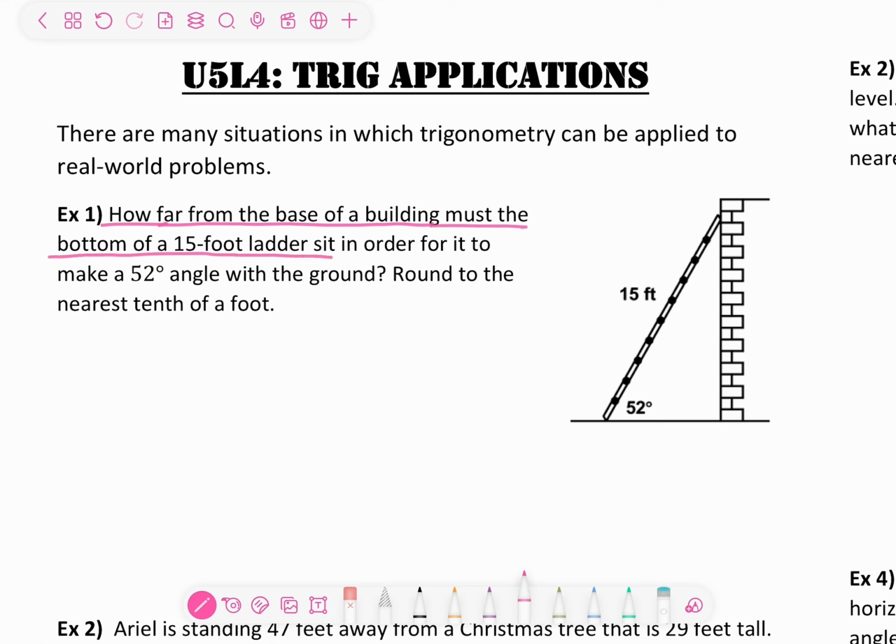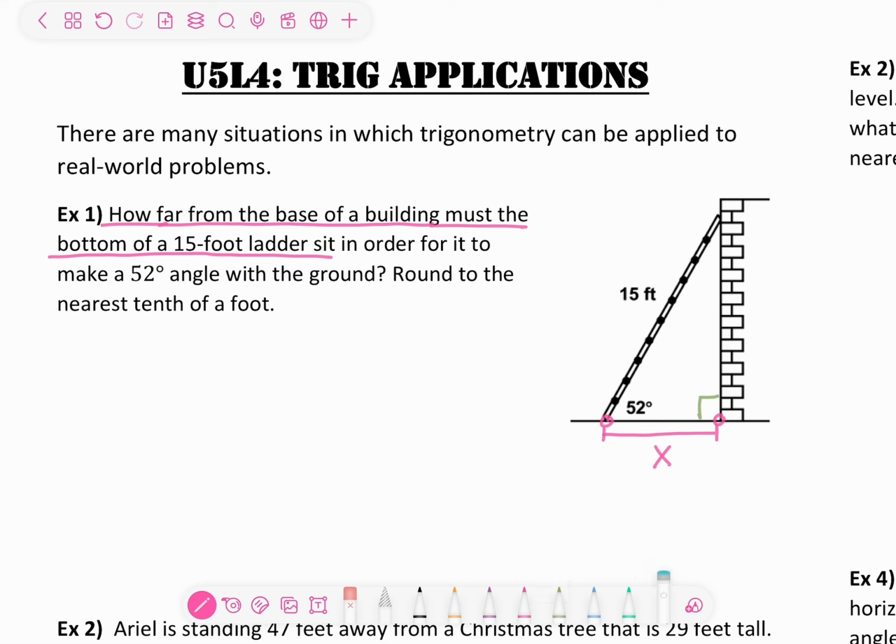That's the question. So from the base of the building, which is the bottom of the building, and the bottom of the ladder, which is here, how far is that? So what is that distance? We can go ahead and call it x just to make it simple. So that'll be x. So that's what we're looking for. Now, where would the natural right angle be? Okay, so it'll be where the wall intersects with the ground. So that'll be our right angle. And then we can figure out what trig ratio to use.